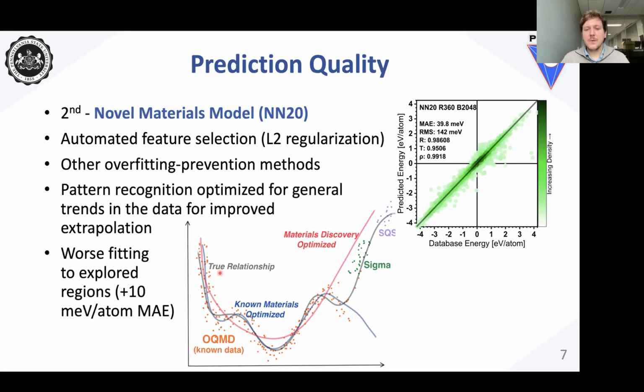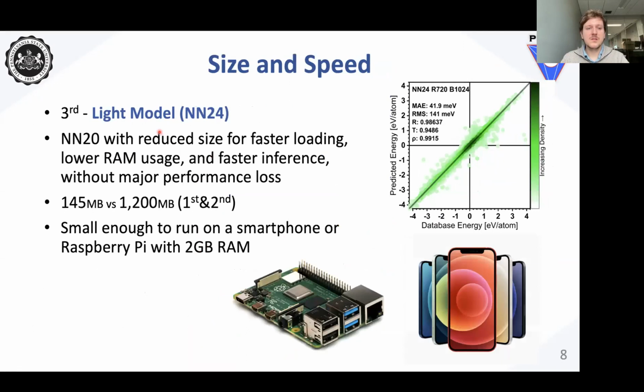we can create a model that has lower performance within this known data, but at the same time is much better at extrapolating to new kinds of structures, like, for example, sigma phase or SQS, which I'm going to show in just a couple of slides. And we achieved that with a couple of methods. One of them is automated feature selection, so we are penalizing the model for looking at all of the features of the structure. And we also have a couple of overfitting prevention methods, like, for example, dropout, which hides parts of the network during the training. And the last model I'm gonna mention is the light model.